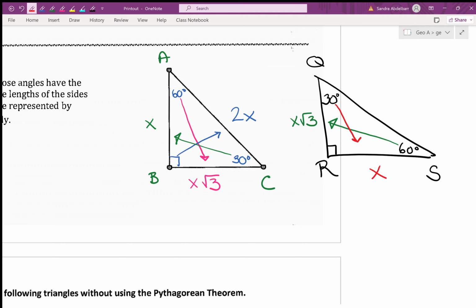And still the side across from the 90 will be QS, which is 2X. So it's not always that the vertical line is X and the horizontal line on the bottom is X root 3. No, you look for the angles, you decide which side is across from those angles.